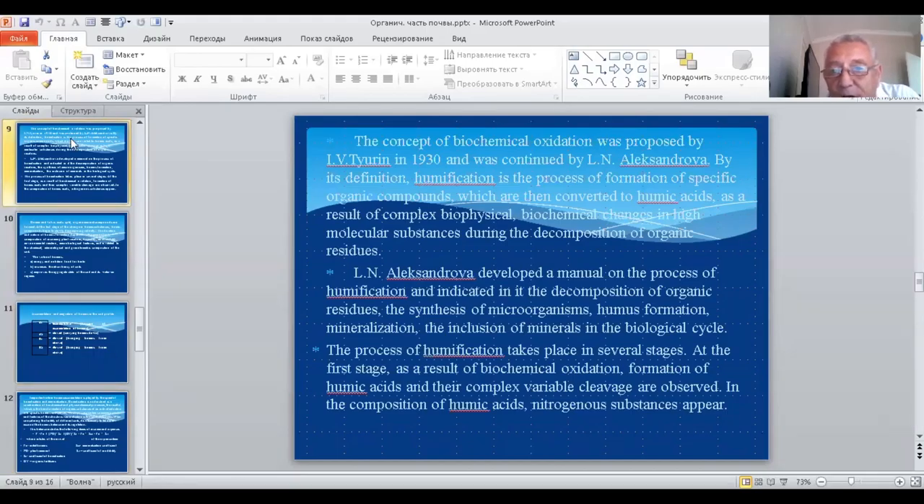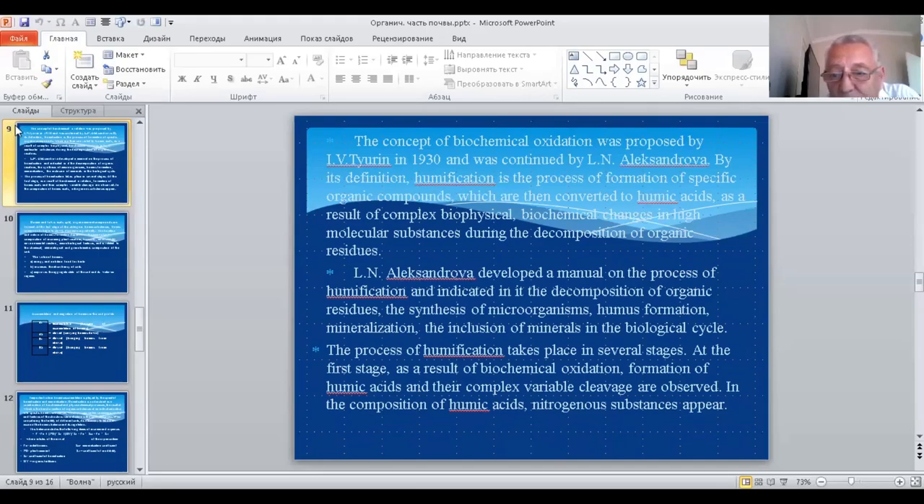The concept of biochemical oxidation was proposed by Turin in 1930 and was continued by Alexandrova. By its definition, humification is the process of formation of specific organic compounds, which are then converted to humic acids as a result of complex biophysical and biochemical changes in high molecular substances during the decomposition of organic residues.